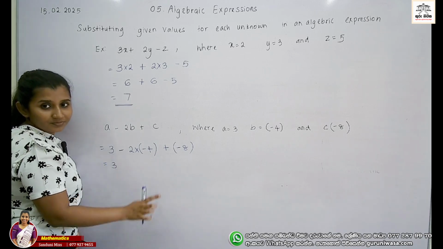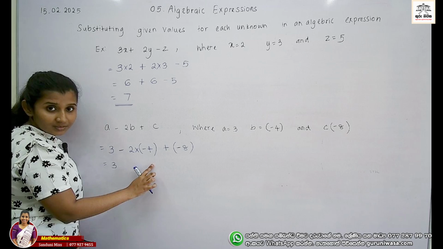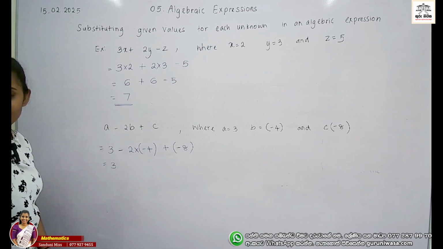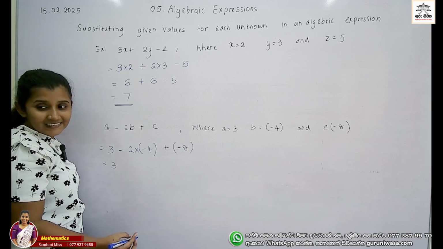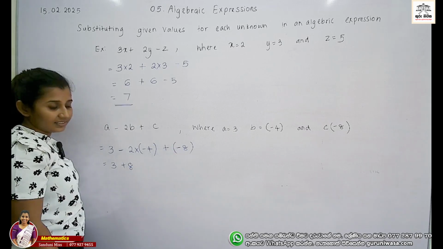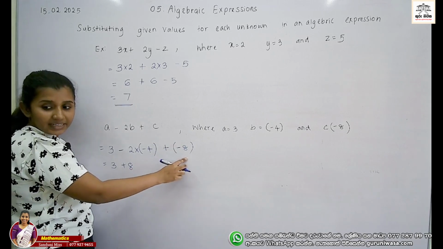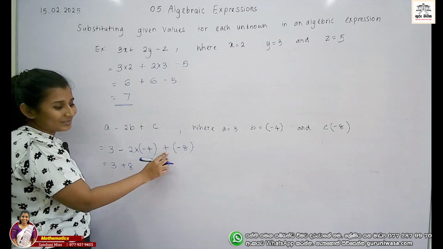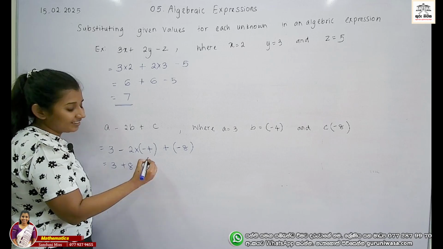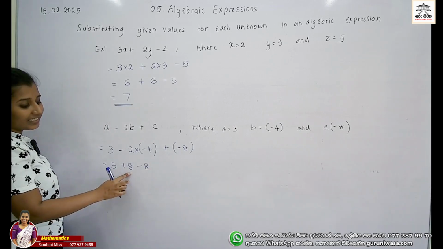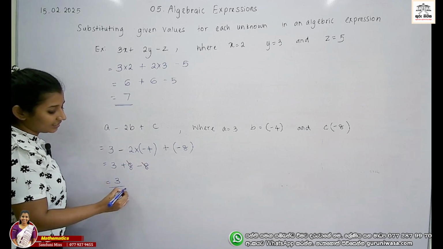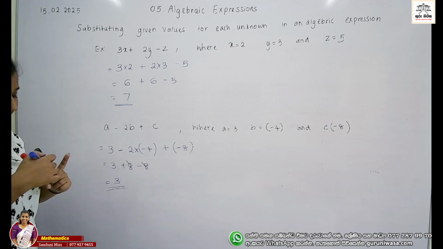Minus 2 times minus 4. How much? Positive 8. Very good. Then here what do you have? Plus minus 8. So positive into negative is how much? Negative 8. Right. So 3 plus 8, no need to add. This will be cancelled with this one. So you will have the answer 3. Okay. Right. Copy down this one.